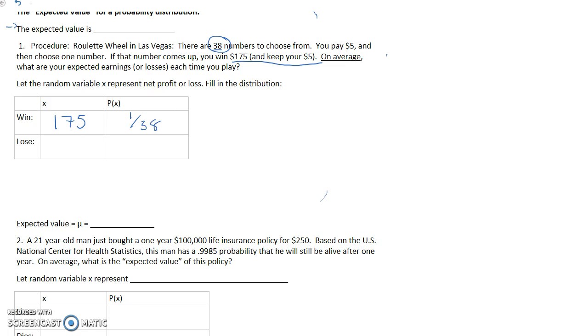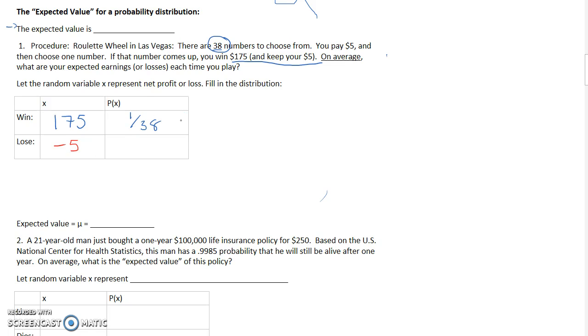Now let's consider the other option, which is you don't win, or you lose. If you lose, what do you lose? Well, you paid $5 for the game. The mathematical way we represent a loss usually is by putting a negative in there. So the amount of the loss is -5.